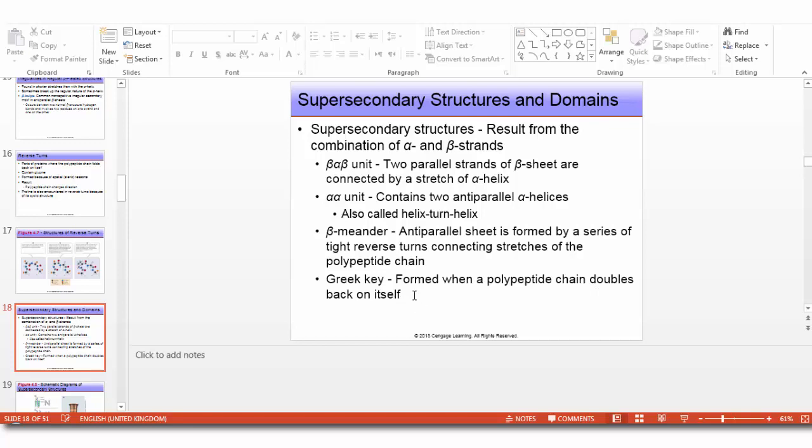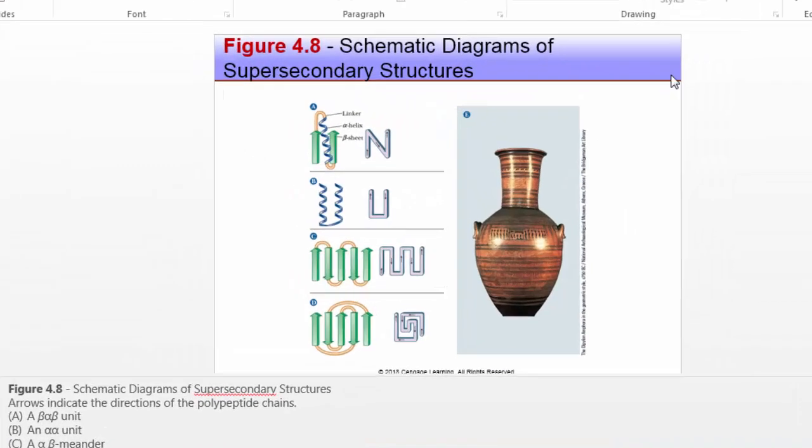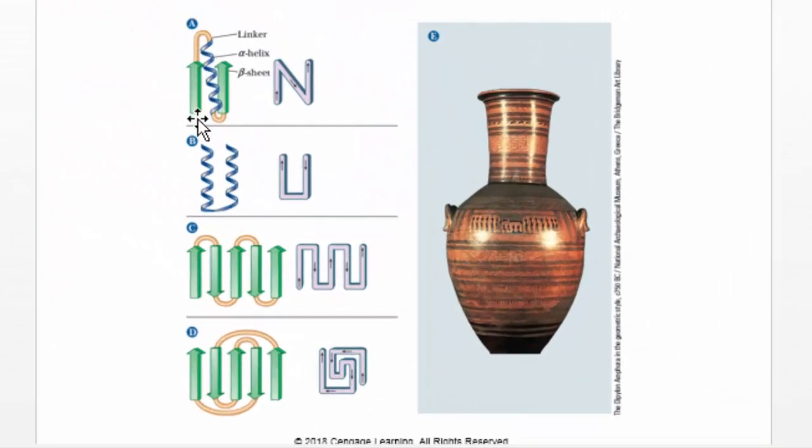And these are shown here. This is type 1 called beta in green, alpha, and another beta. Notice that the 2 betas run in the same direction. They are parallel and they are connected by a stretch of alpha helix. And this is the symbol. Now, this is the most common super-secondary structure.